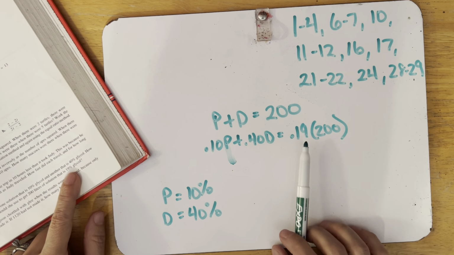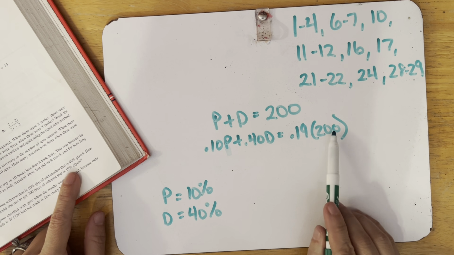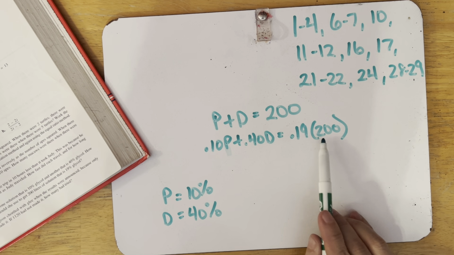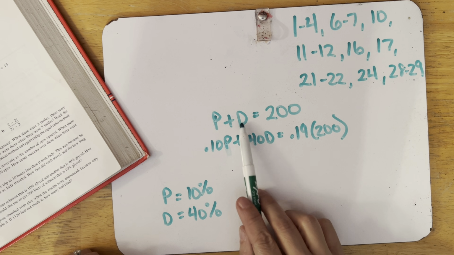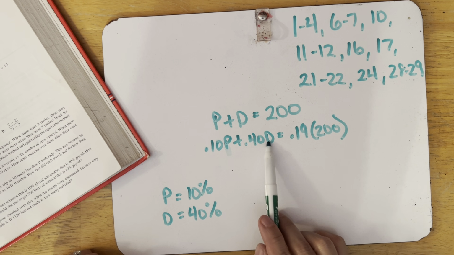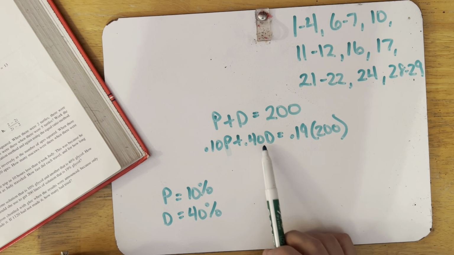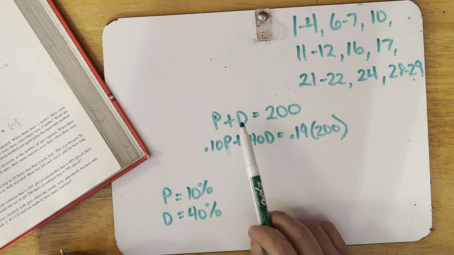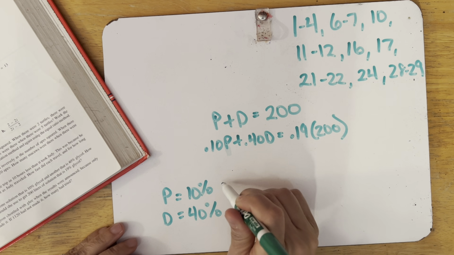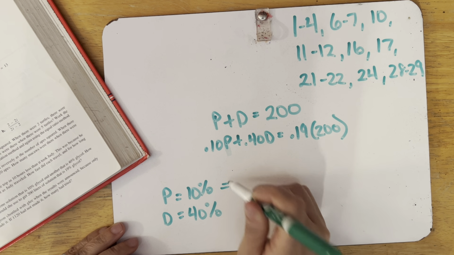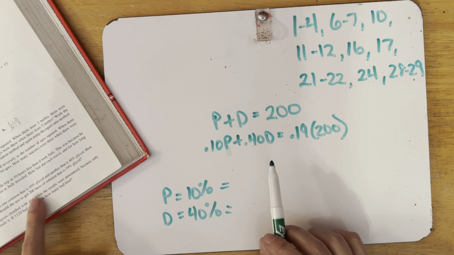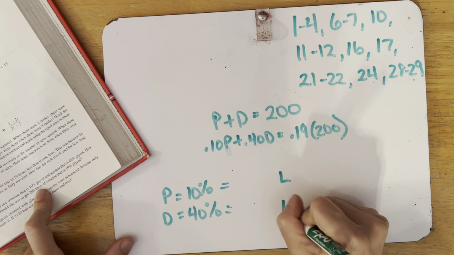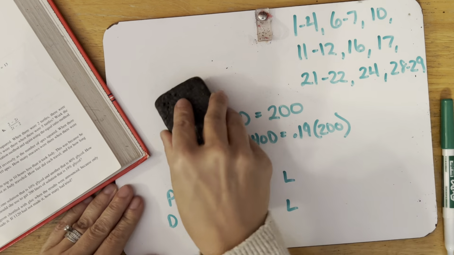So let's see, I labeled P as 10%. So turn it into a decimal, 0.10P, because I don't need a parentheses, plus 0.4D equals, and it says they want it to be 19% of the 200, okay? So now you're just going to solve for this, like 0.19 times 200. You need to make this equation say P equals or D equals, and then substitute it in here for here. Solve for whichever one, plug it in up here, solve for the other one, and then your answer needs to say 10% equals, 40% equals whatever you get. And your answer then will be in liters. Okay.